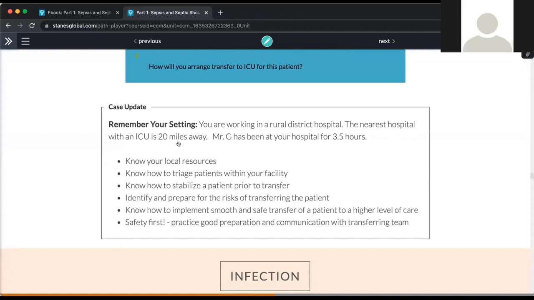Case update, remember your settings. You are working in a rural district hospital. The nearest hospital with an ICU is 20 miles away. Mr. Jean has been at your hospital for 3.5 hours. Know your local resources. Point 2, know how to triage patients within your facility. Know how to stabilize the patient prior to transfer. Identify and prepare for the risk of transferring the patient. Know how to implement smooth and safe transfer of a patient to a higher level of care. Safety first. Practice good preparation and communication with the transferring team.